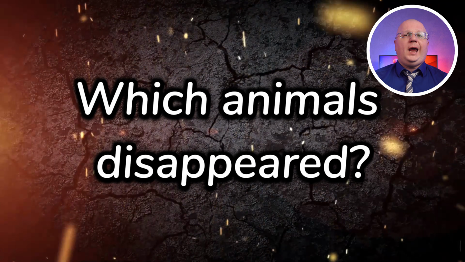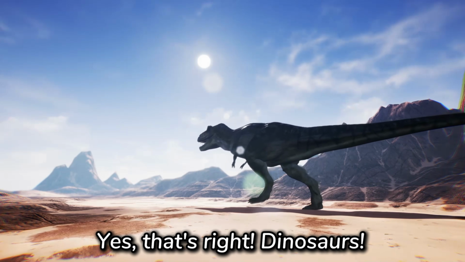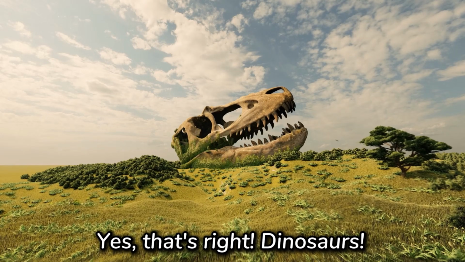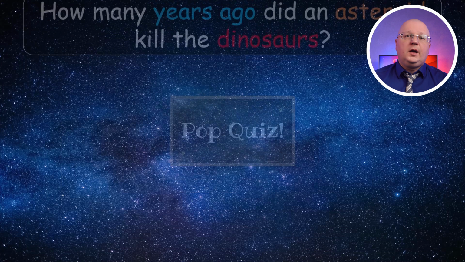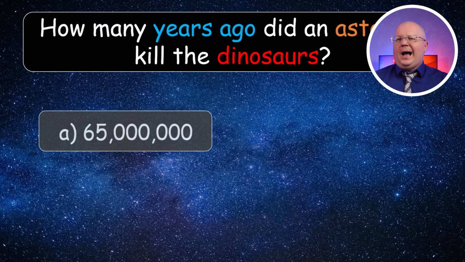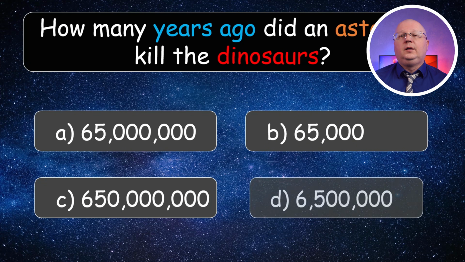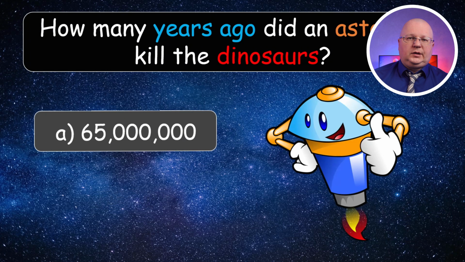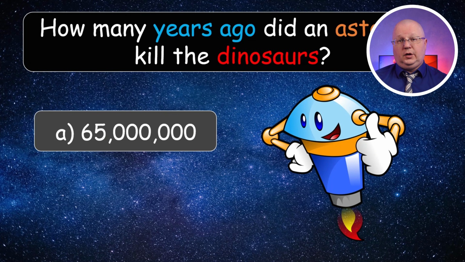Ask which animals went extinct. Afterward, do another pop quiz. How many years ago did an asteroid kill the dinosaurs? You'll get some guesses, and the correct answer is 65 million years ago.